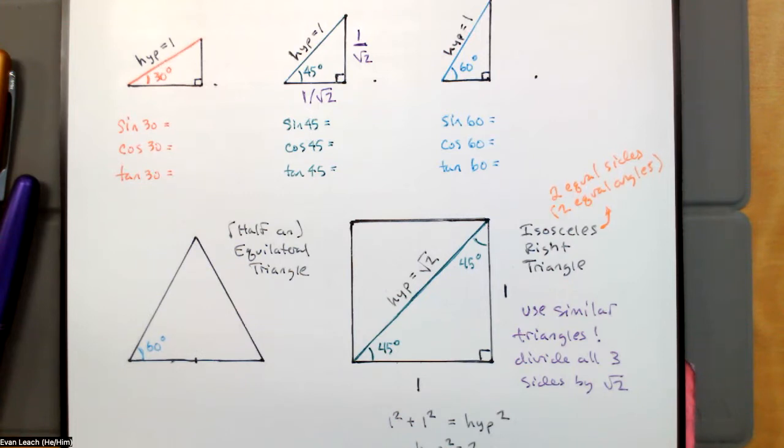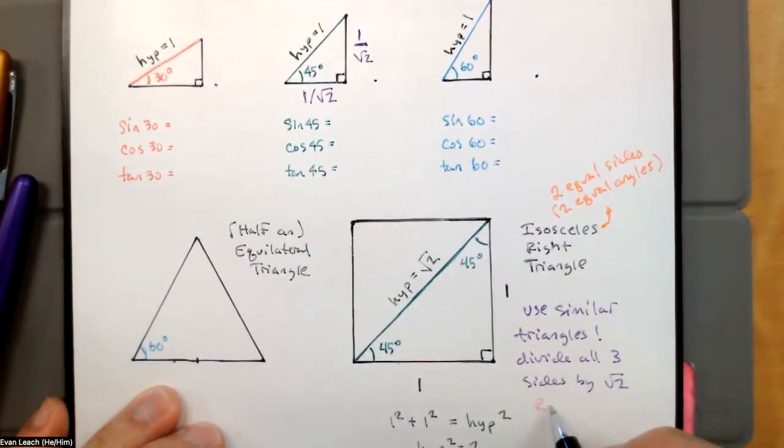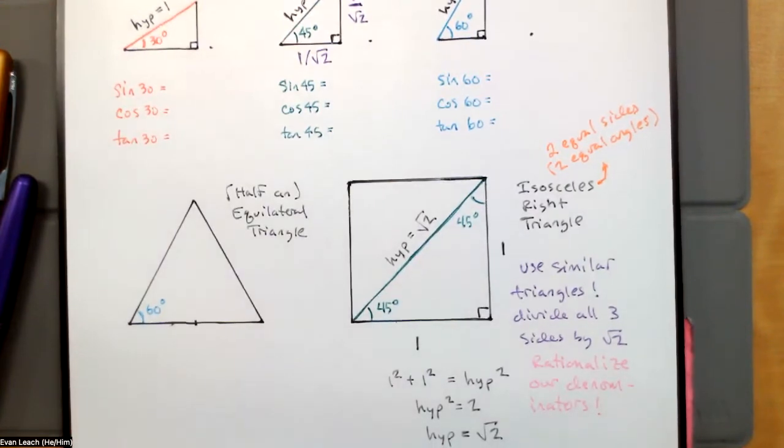We have to dig up some old rules. There used to be old rules where it wasn't okay to have radicals in our denominators. So we are going to rationalize our denominators. That's the process by which we get rid of radicals in the denominator.